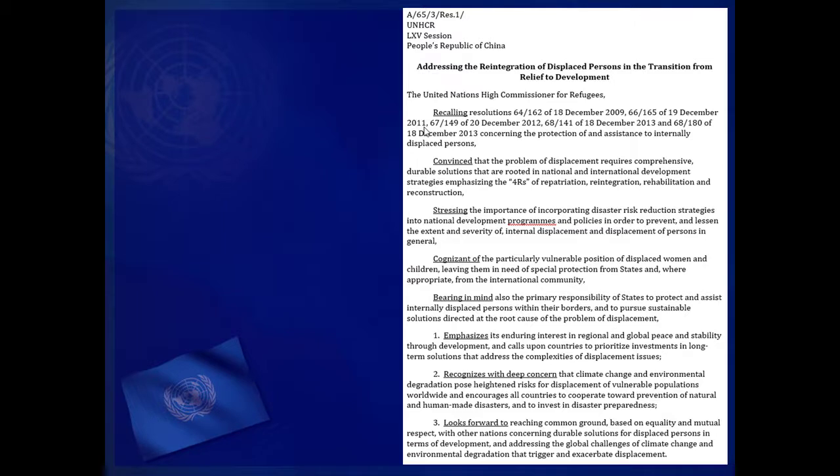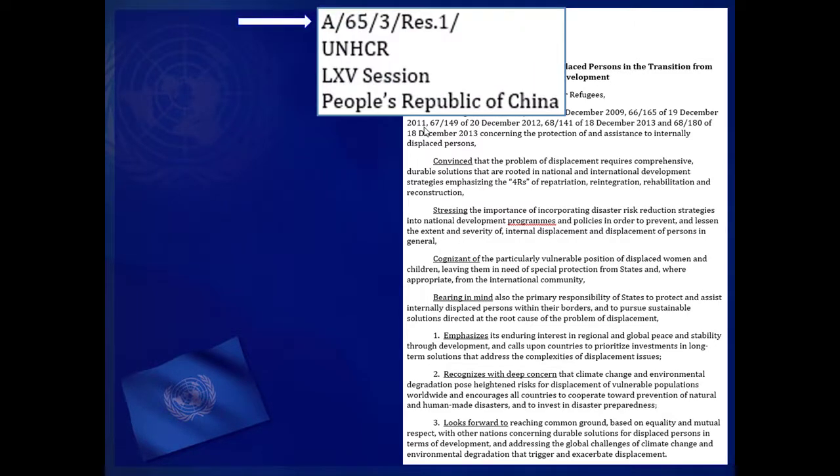The heading for a resolution should appear in the upper left-hand corner. The first line contains the number of the resolution using the United Nations numbering system. In this sample, the line reads A/65/3/res.1. What does all this mean? The letter indicates the committee to which the resolution was submitted. The A in this resolution indicates that it is a resolution of the General Assembly or one of its subsidiary committees, such as First Committee or Fourth Committee.